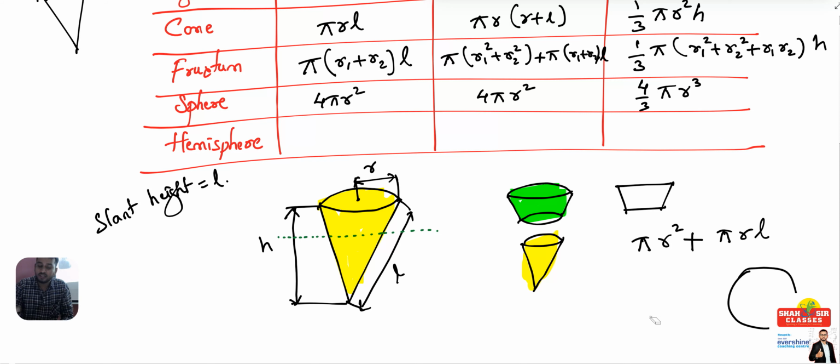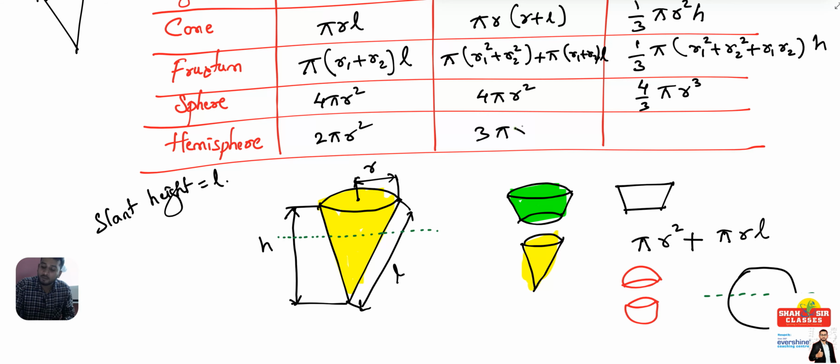Hemisphere. What is the meaning of hemisphere? If we cut the sphere into two parts, the sphere will form like this. So this part is called a hemisphere. This is our hemisphere. Half sphere. Understood? That is called a hemisphere. See, all formulas you have to write in cut short. Instead of 4, you should write 2 pi r square. Here, in total surface area, 3 pi r square. Instead of 4 by 3, write 2 by 3 pi r cube. Is this clear? Any doubts?